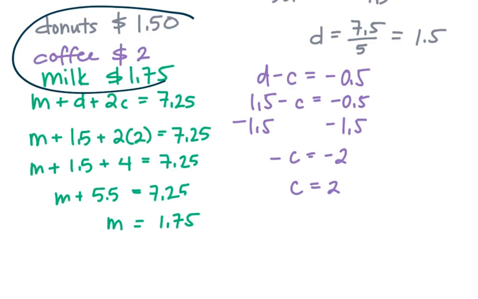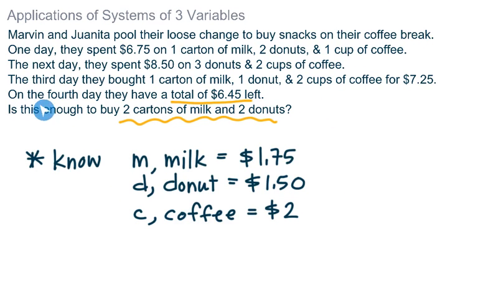At this point, I know what D, C, and M, the value of one donut, one cup of coffee, and one carton of milk, are. Let's think about what our question originally asked us. Coming back up to our problem, the question says, on the 4th day, they have a total of $6.45 left, and asks, is this enough to buy 2 cartons of milk and 2 donuts?